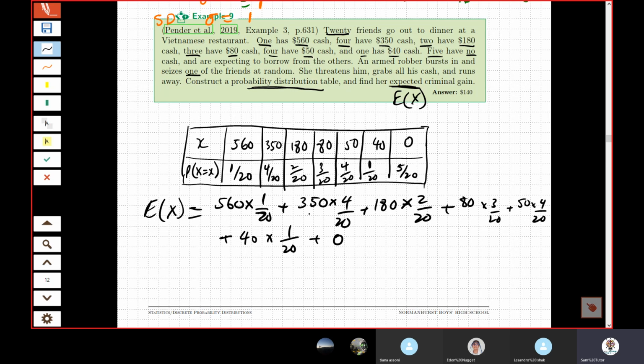All right. Plug all that into your calculator, and apparently the criminal gain is $140. So the idea is if I decided to go and rob one out of these 20 people, I am expected to make $140. And then I guess what I've got to do is think about, is that worth it, is it worth $140?